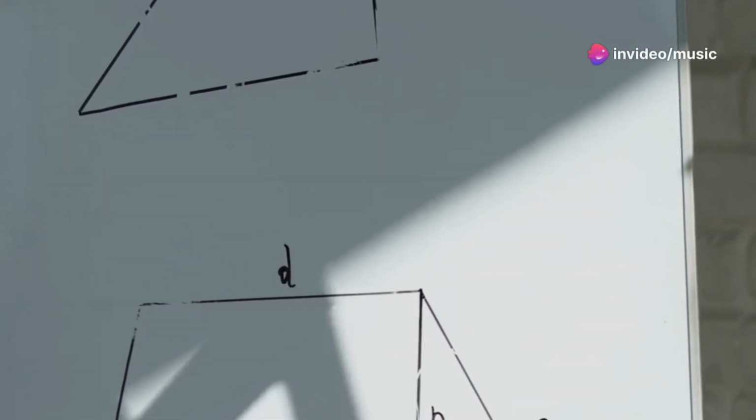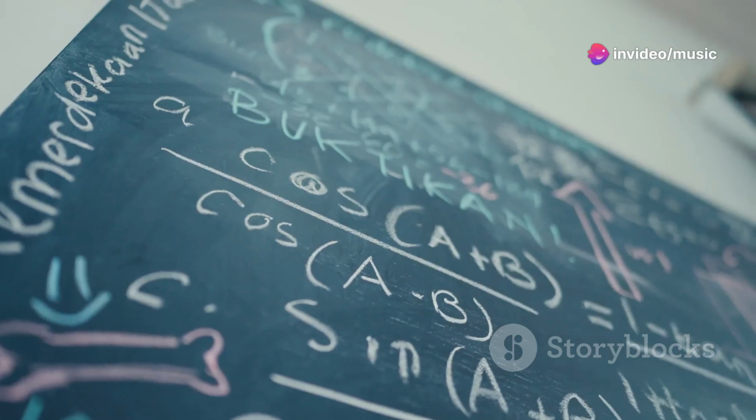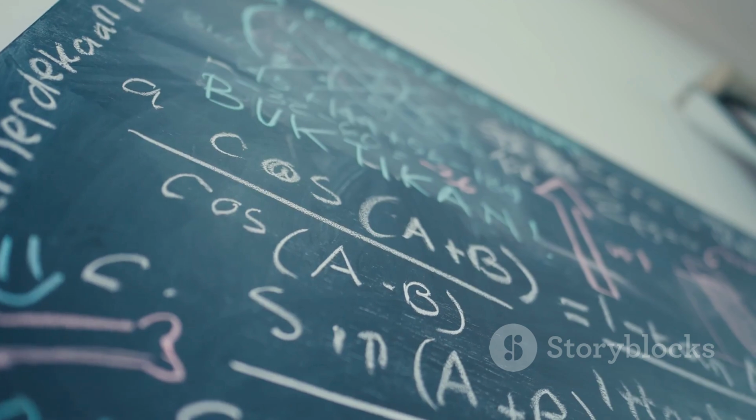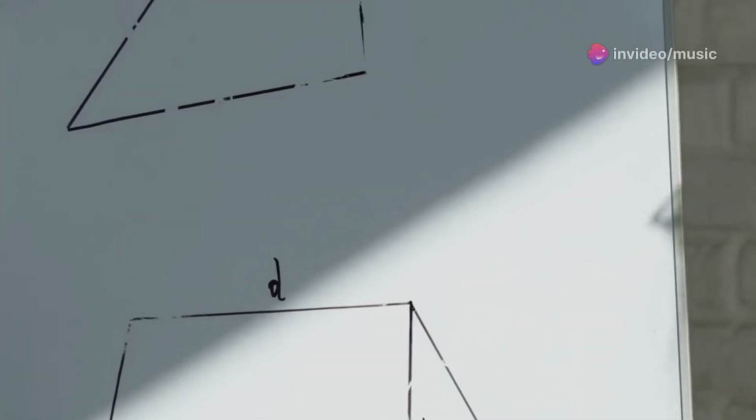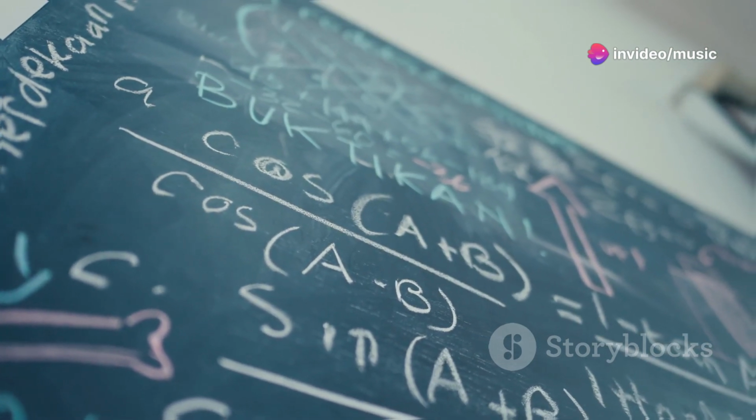Similarly, the ratio of the length of the adjacent side to the hypotenuse is called the cosine, denoted by cos. Its reciprocal gives us the secant, denoted by sec. Lastly, the ratio of the length of the opposite side to the adjacent side is called the tangent, denoted by tan. Its reciprocal is called the cotangent, denoted by cot.